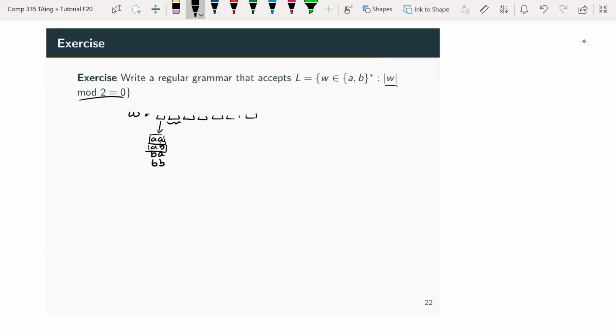Or you can stop with a lambda, okay? So you can stop the generation with a lambda, or you can continue it with another set of pairs. So if you start at S, then you can either generate AA, AB, BA, BB, or you can just stop with a lambda. So you can actually immediately stop, right? Because a lambda has length 0, and that's clearly even, right?